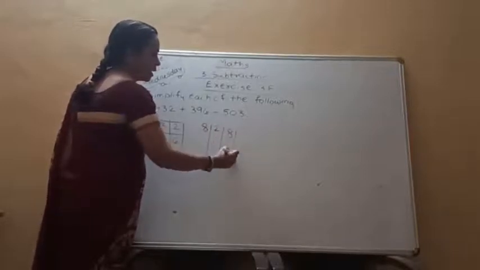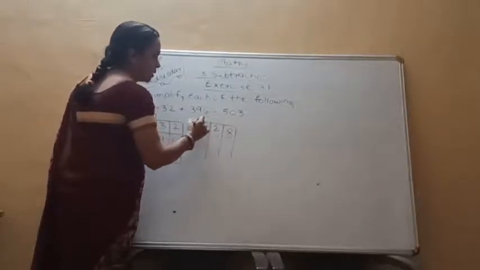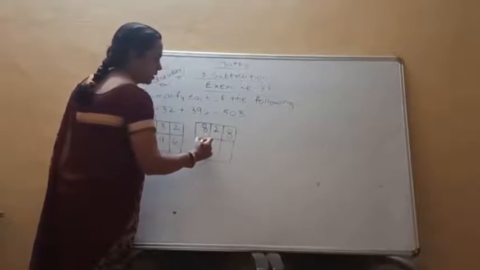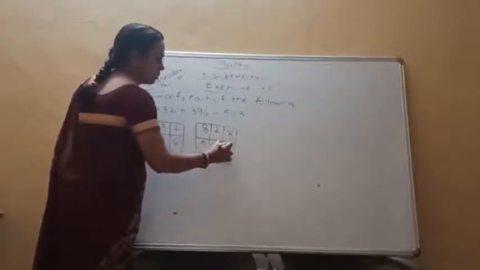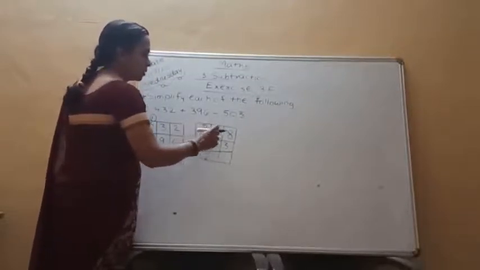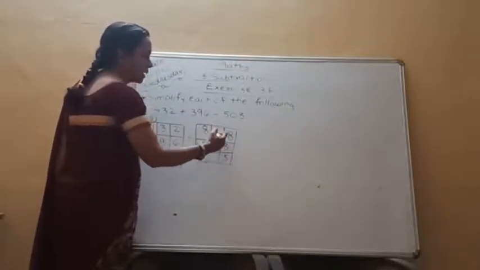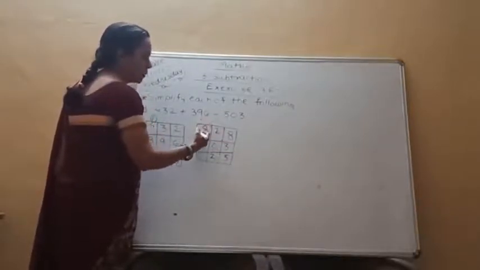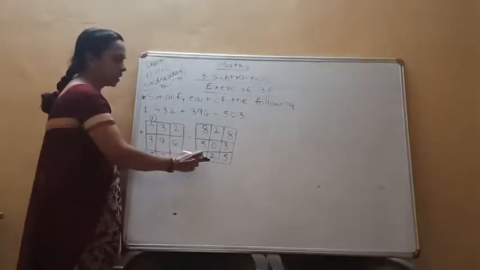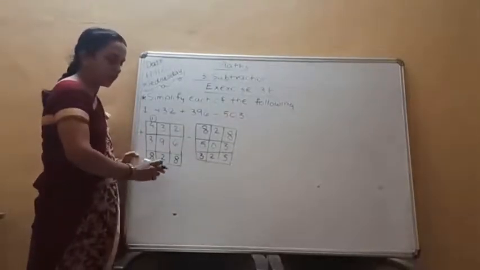Now you write down here 828 minus 503. So write down each number in each separate box. So you can do all the examples properly. Now do the subtraction. 8 minus 3, 5. 2 minus 0, 2. 8 minus 5, 3. So what is our answer? 325. So in this way you will solve all the examples.